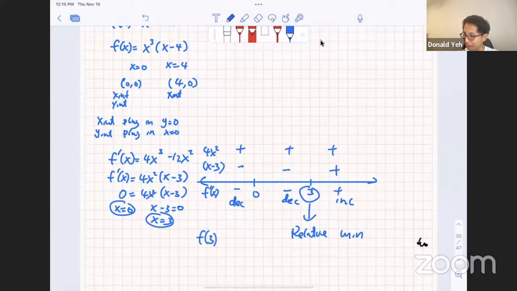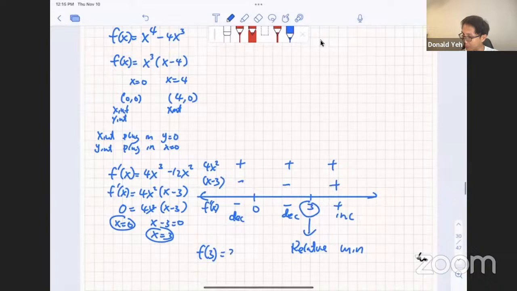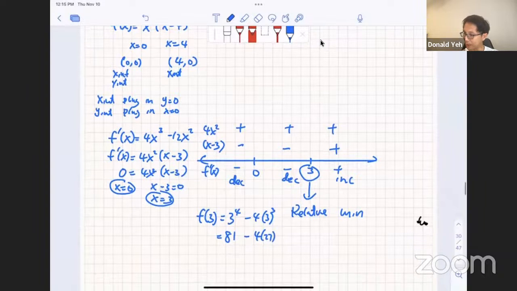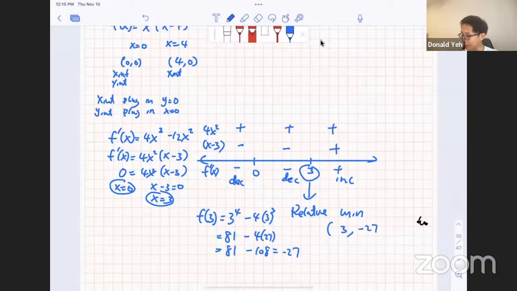So let's say f of 3. That's equal to 3 to the 4th power minus 4 times 3 to the 3rd power. That's equal to 81 minus 4 times 27, which is 81 minus 108. That's equal to negative 27, so (3, negative 27) is going to be your relative minimum. So not only did you have to find the x value, you had to go in and find the y value. If you can find a y value, then you can figure out how everything works.